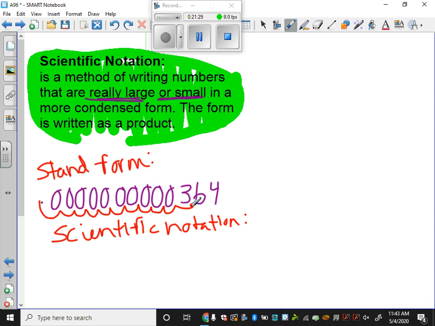That is between 1 and 10. If I moved it again, I would have 36.4. That is not between 1 and 10. So this would be the proper place. So I have the number 3.64. I moved it 11 times.